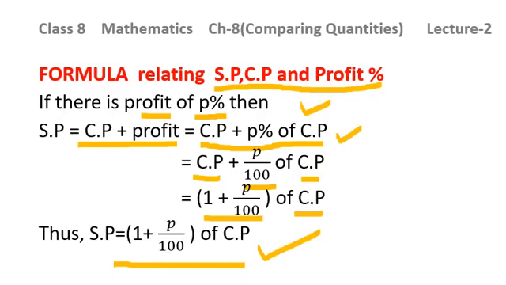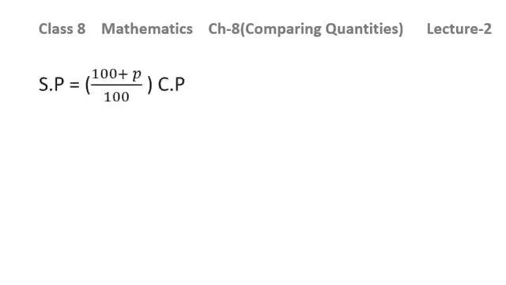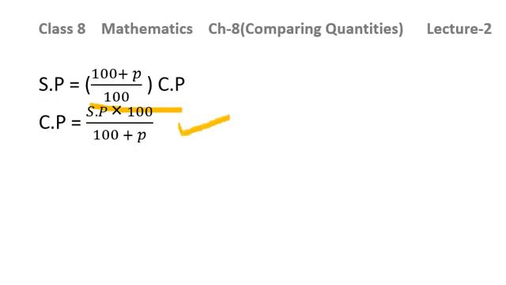Okay. After that, if I solve the bracket, I have taken the LCM, 100. So it will be 100 plus P over 100 into CP. After that, if I need to find the formula in terms of CP, what I need to do is, SP will be multiplied by 100 on the other side, and 100 plus P will be the denominator. So CP is equal to SP into 100 over 100 plus P. This is the formula in terms of CP. In the previous slide we have seen the formula in terms of SP.